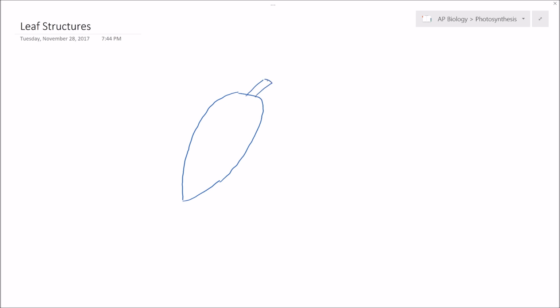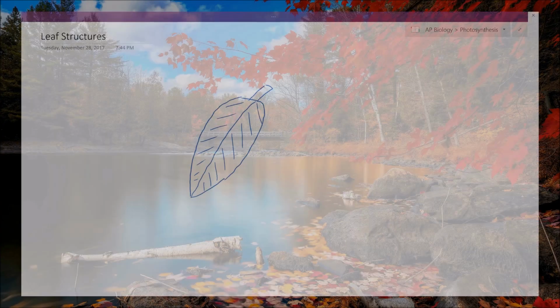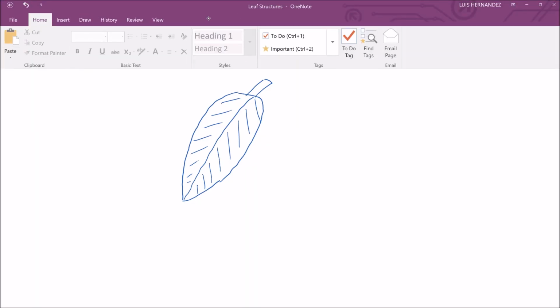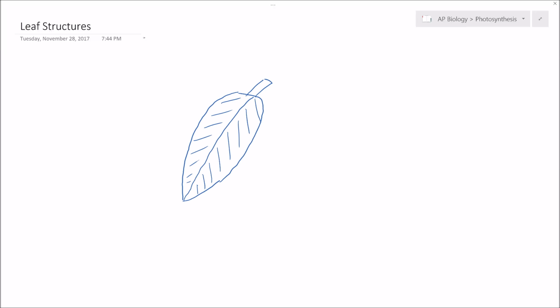I guess my best attempt at a leaf. And usually you'll see something coming down the middle. You'll see these ridges. We're going to explain what these are, and we're going to explain what their function is. So this is a leaf. So imagine it's green. As a matter of fact, let's just make it green. So I'm going to explain while I erase this.